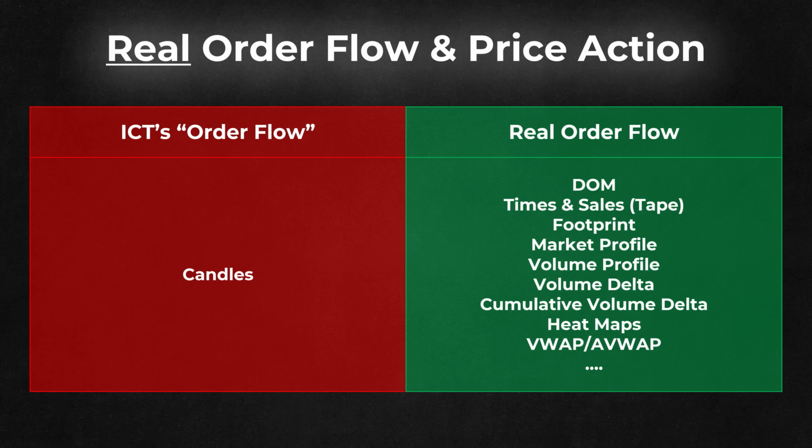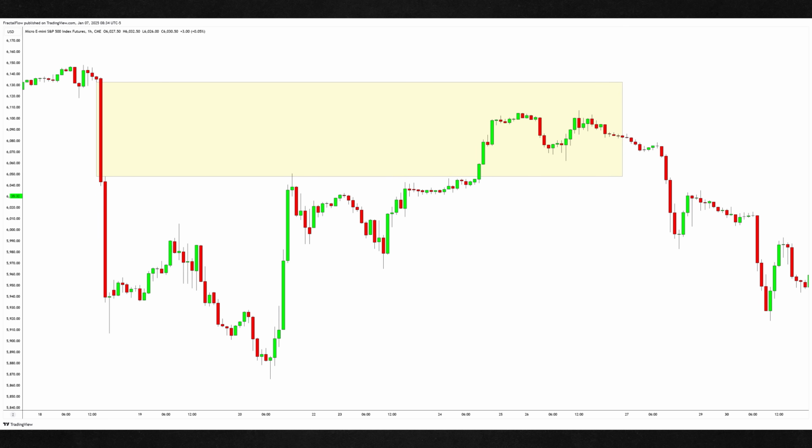Order flow relates to the order placement, matching, and execution behind candles, so to speak, and it can only be accessed by tools like the footprint chart, order book, depth of market, market profile, volume profile, cumulative volume delta, and so on, none of which have anything to do with ICT. All these tools are logical extensions of the work done by Peter Steidlmayer with the auction market theory and the market profile approach. For example, here we see price reacting to a wide fair value gap, which is not useful at all because it's too wide.